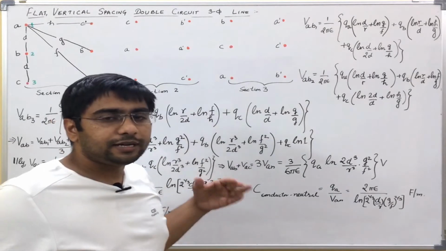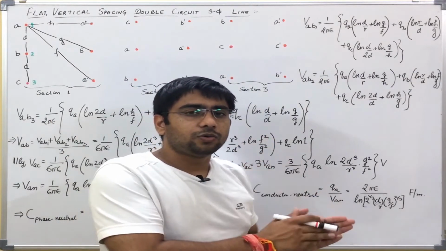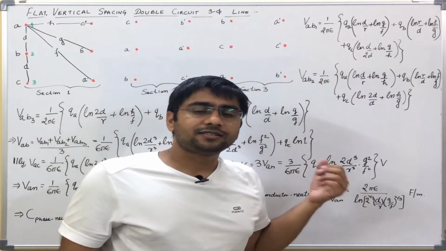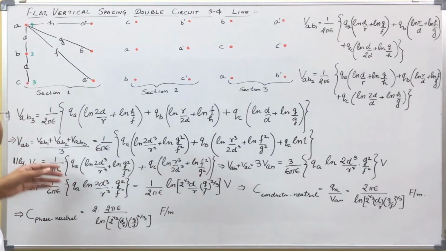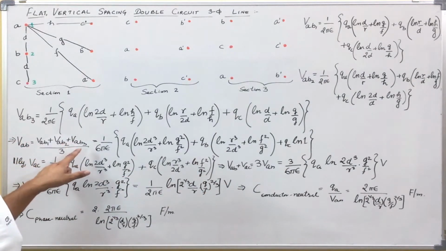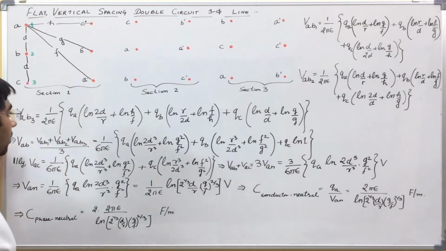Now, we will assume that the actual potential difference, to cancel out any dissimilarity, we will take the average of this, and we will assume that the average of VAB1, VAB2 and VAB3 will give me the actual VAB voltage.